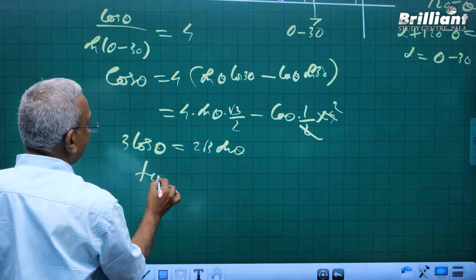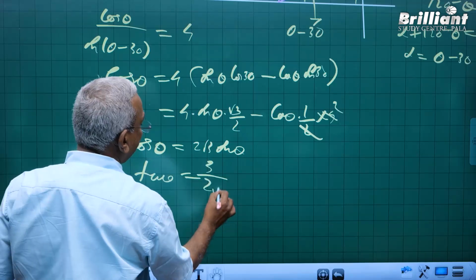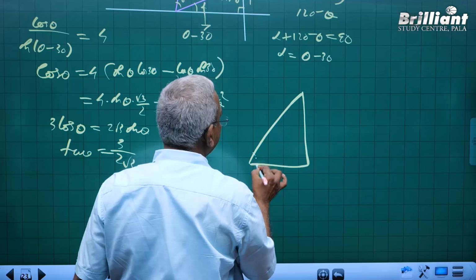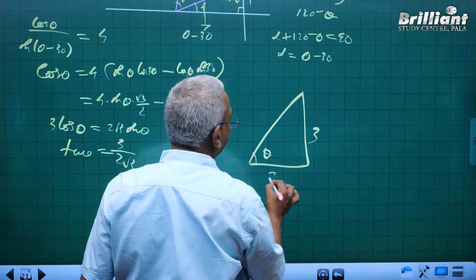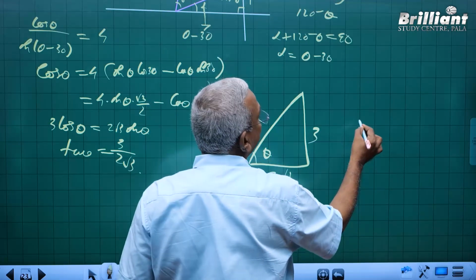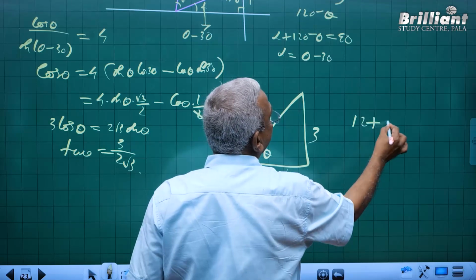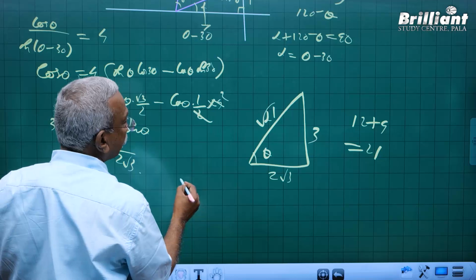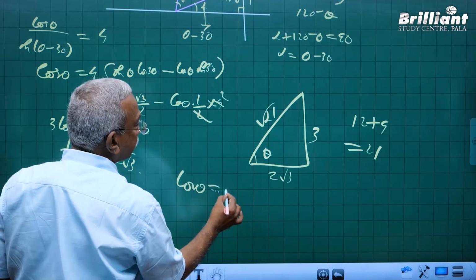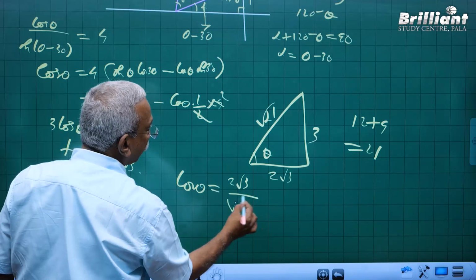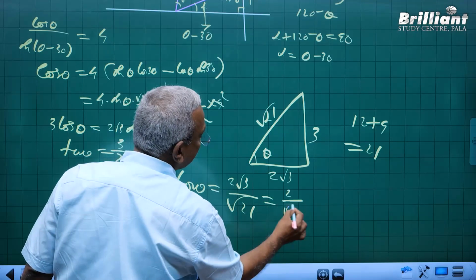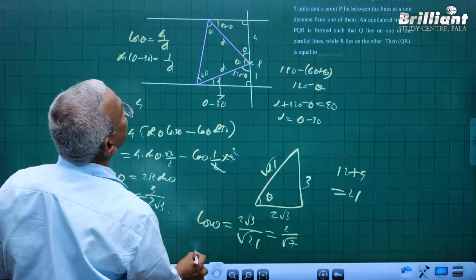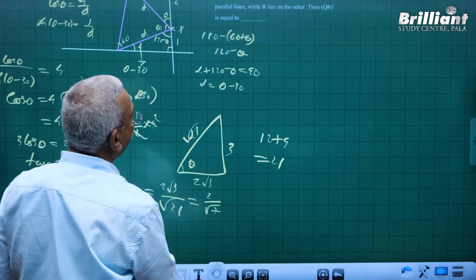So what is tan theta? Tan theta is equal to 3 divided by 2 root 3. So when you draw a triangle with this one as theta, here it is 3 and this is 2 root 3. Squaring and adding, 12 plus 9 is 21. It is root 21. So what is cos theta? Cos theta is equal to 2 root 3 divided by root 21. That is equal to 2 divided by root 7. Which is given as 4 by D.